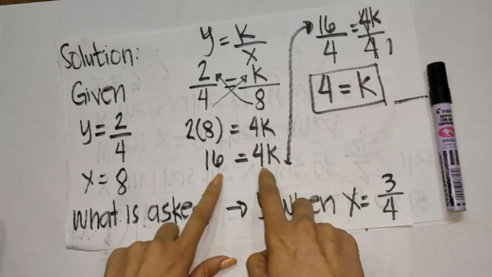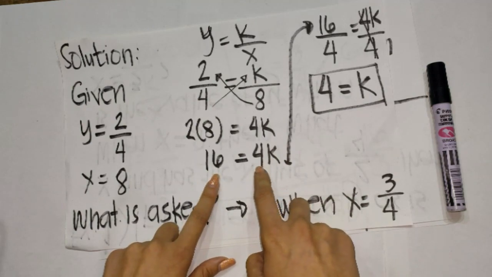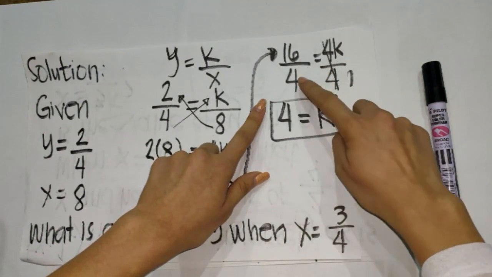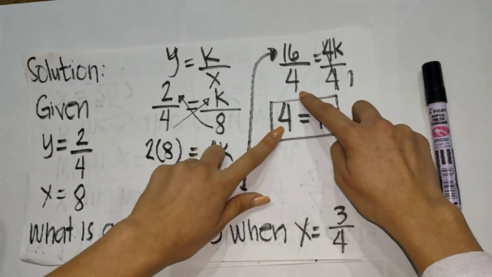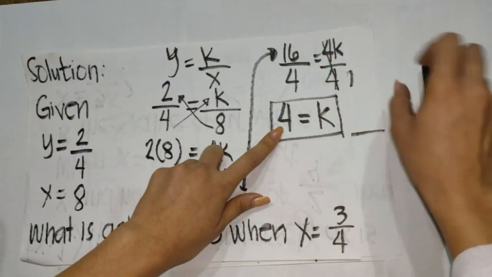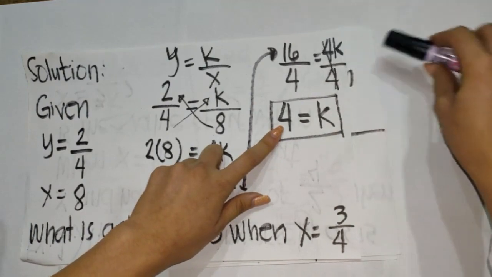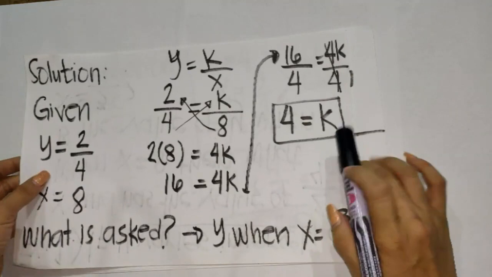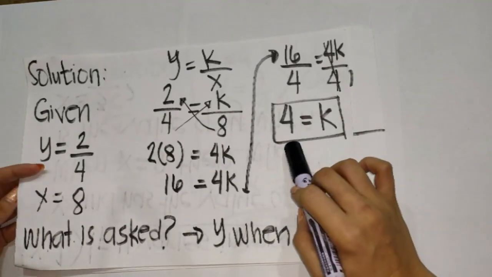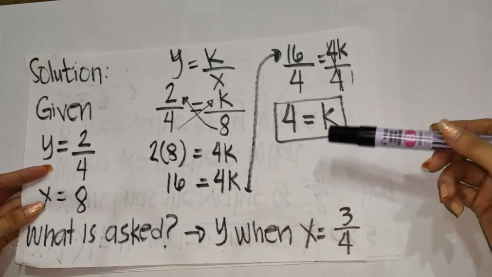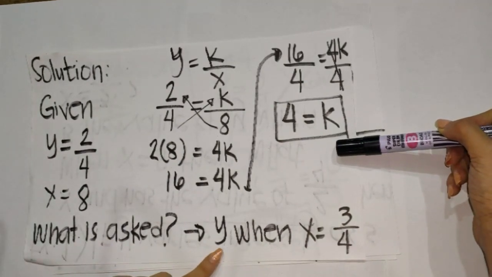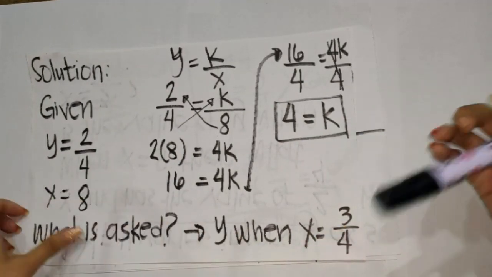But we are going to find the value of k. And to do that, we are going to divide both sides by 4. So 16 divided by 4, that is 4. And 4 divided by 4, common sense na nai-cancel out dyan. At k yung matitira. So the value of our k is 4. And then, since we already get the value of k, we can now solve y when our x is 3/4.